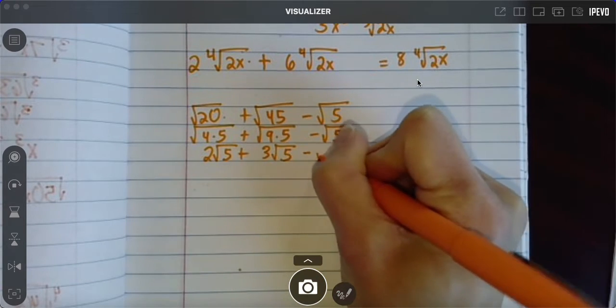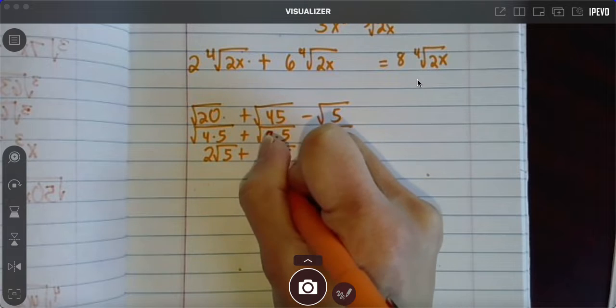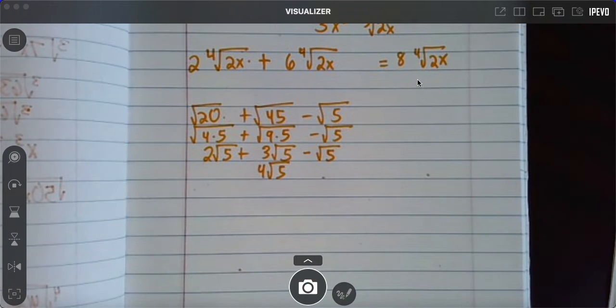And then I'm going to subtract this 1 square root of 5. So how many do I have total? 5 minus 1 is 4. Yep. I will have 4 square roots of 5 left over. Look at that and make sure you understand. 13 is A.